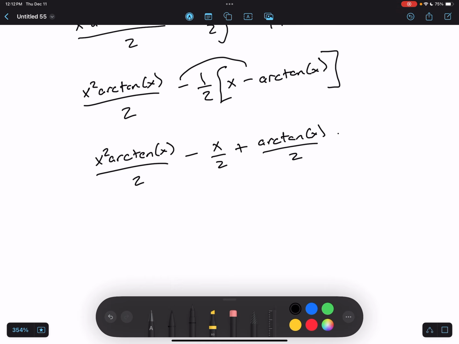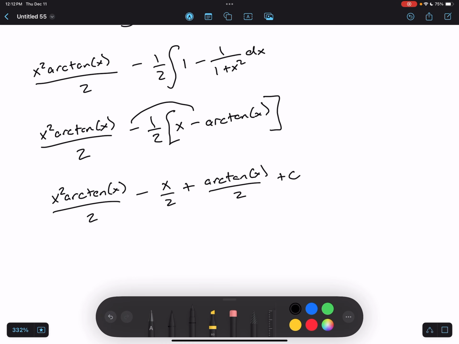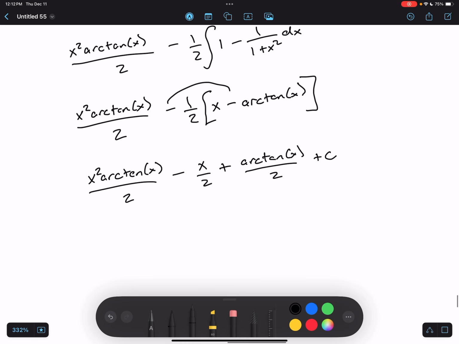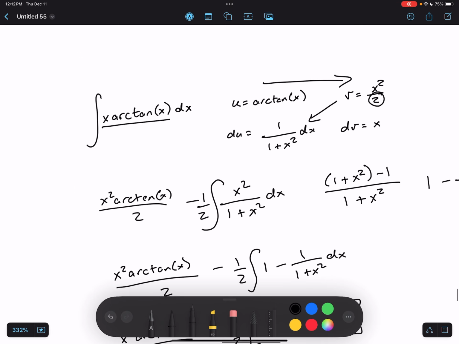And just to finish this out, we just need to add a constant at the end because we're dealing with an indefinite integral. There are no bounds, and so we need to add a constant. Anyway, this is the final solution to the integral of x arctan x.